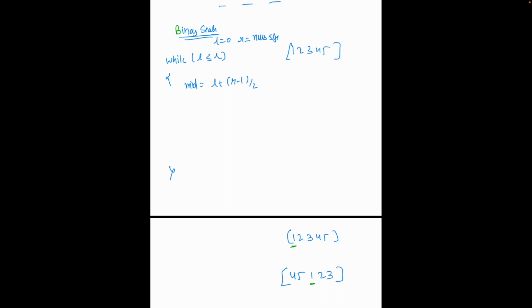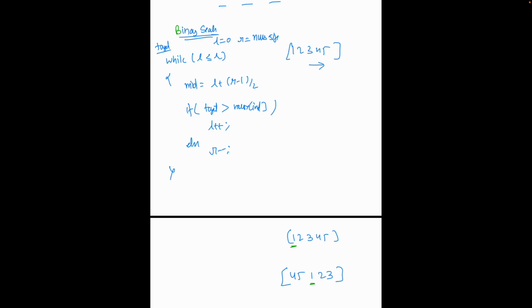And then, if we are trying to find a target, if target is greater than nums of mid, that means it will lie in the next half, so we'll do L plus plus, else R minus minus.